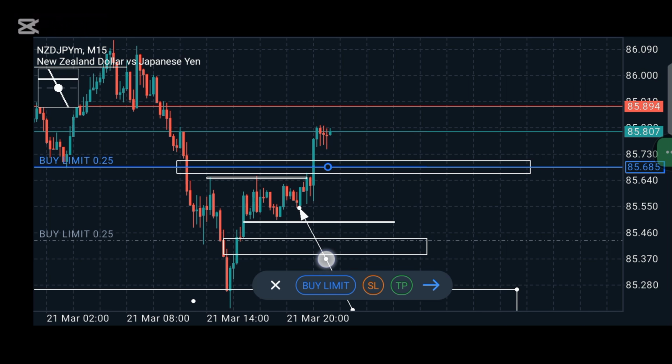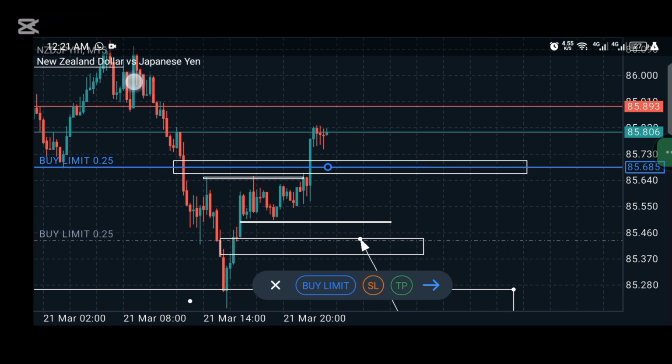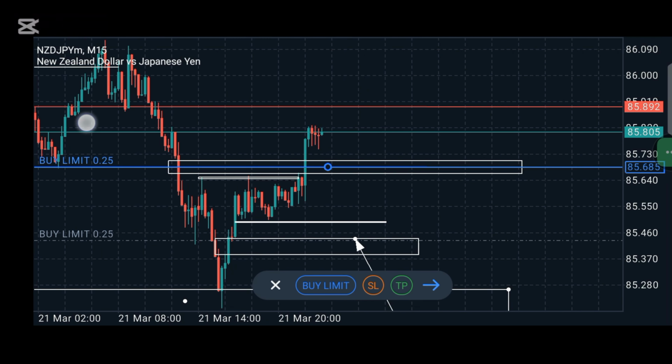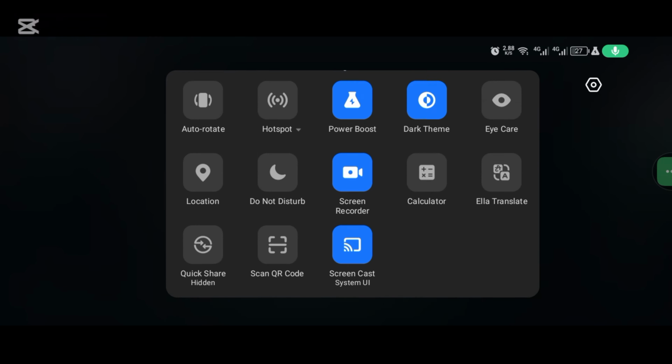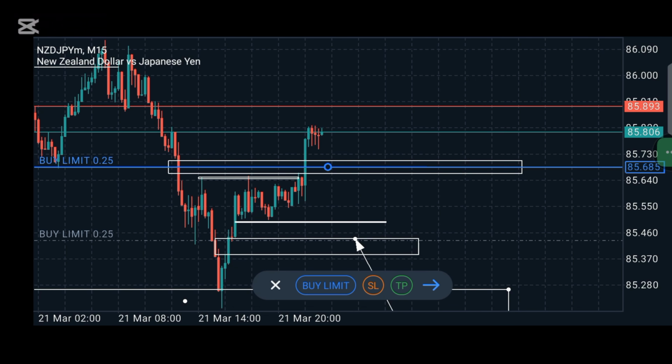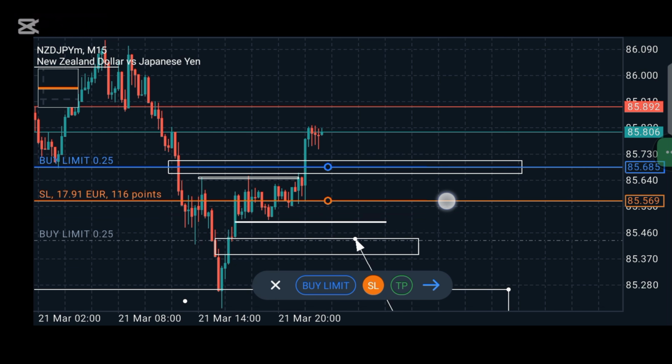So if price should take out this level, I'll be waiting for market around this level. Then before I can enter this trade, I'll have to see a shift in market structure on the 1 hour. Why I'm setting the limit order is because of the timing, guys. This is actually 12 o'clock, and I'm not very sure I'll be awake at the time of entry, so that's why I'm setting a limit order. So my stop loss is going to be below this order block.